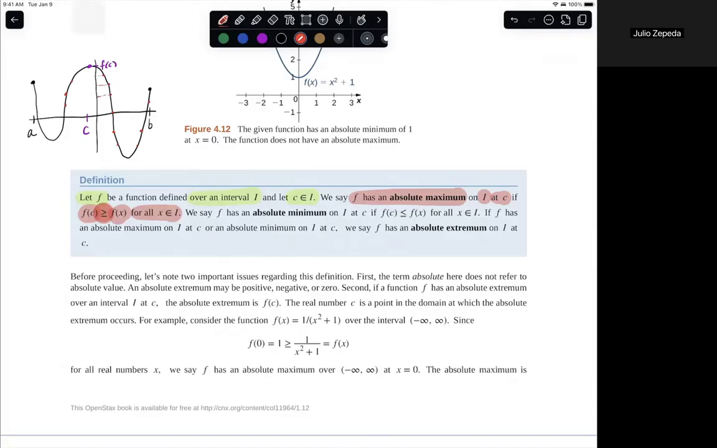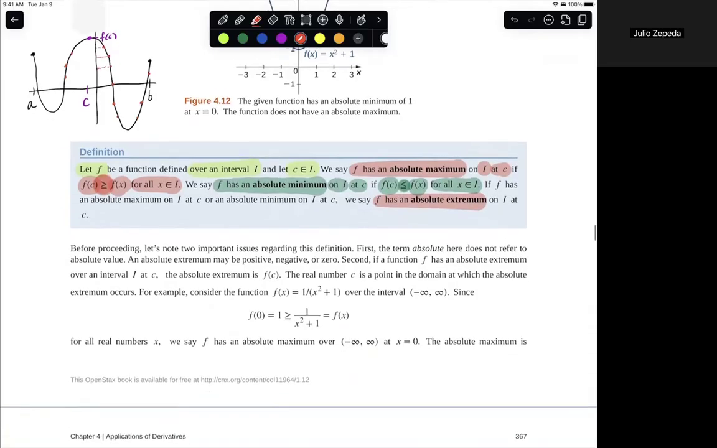Okay, so similarly, we define an absolute minimum on I at c if that y value is less than or equal to any other y value for all x values in the interval I. The absolute maximums and absolute minimums we call absolute extrema. Extrema is plural, extremum is singular.